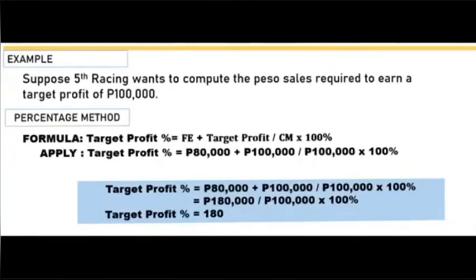The problem for this is, suppose Fifth Racing wants to compute the peso sales required to earn a target profit of 100,000. For the application, target profit percent is equal to 80,000 plus 100,000 divided by 100,000 multiplied by 100%. So the target profit percent is equal to 180%, and this means that the company requires 180% of its current sales in order to obtain the target profit of 100,000.